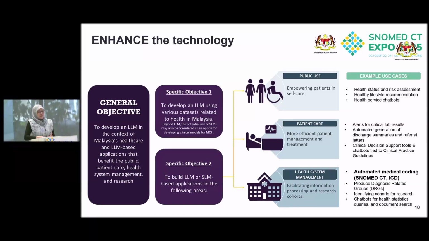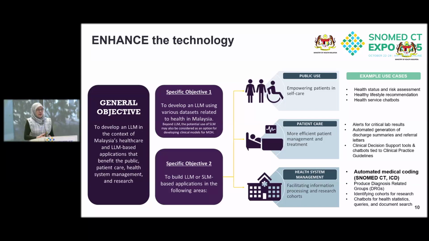So these are some of the use cases that we think we can apply. We put it as a 3 perspective, or 20 minutes. So 1 more minute. 3 perspective, whether you want to build an application for public use, whether you want to build applications for patient care, those are the hospitals and the clinics, or you can actually build an application for health system management. And I feel that if you want to go fast and safe, improving the health system management using a large language model is the fastest way.